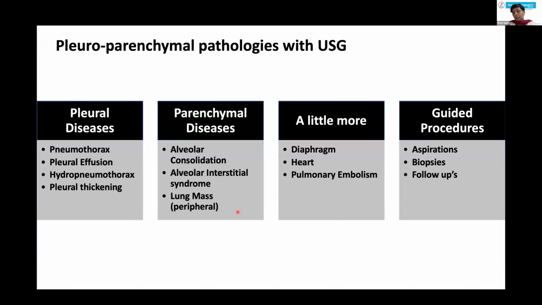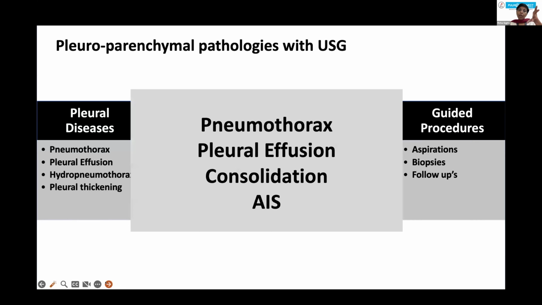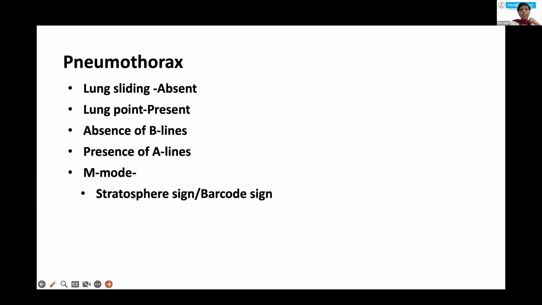As a pulmonary physician, I should know a little bit about the heart as well, because the patient is sick. I should be able to distinguish whether a problem, say breathlessness, is because of a heart problem or a lung problem. Pulmonary embolism as well. And of course, it is a must-have equipment when we are doing pleural or lung related guided procedures, say aspirations, biopsies, or follow-ups. Because the time is less, we won't be able to cover everything, but we'll try to take some pleural and common parenchymal diseases next. We'll be talking about pneumothorax, pleural effusion, consolidation, and interstitial syndrome.